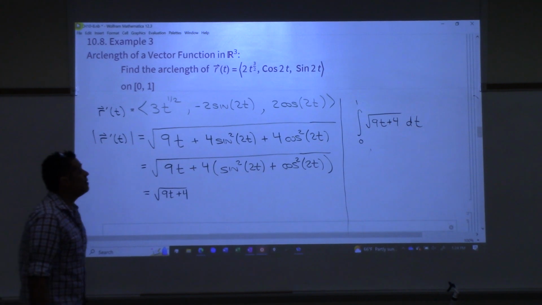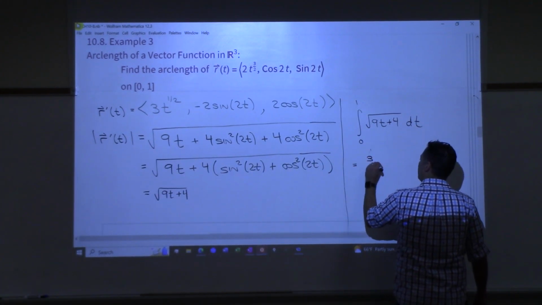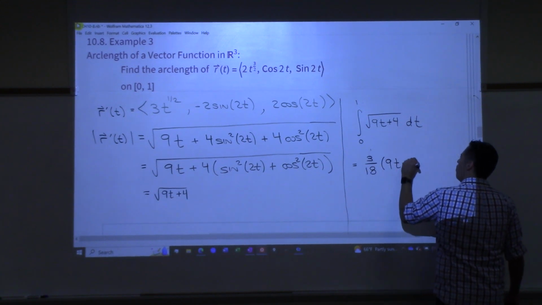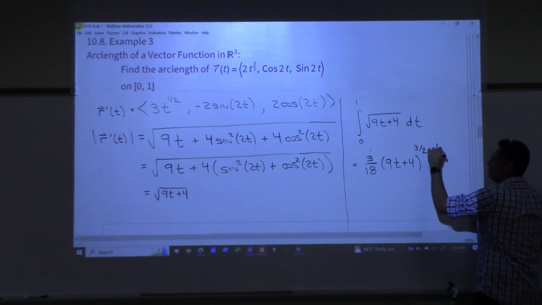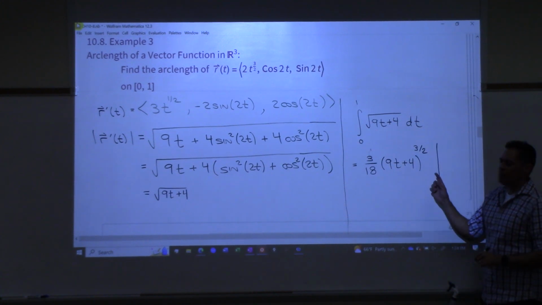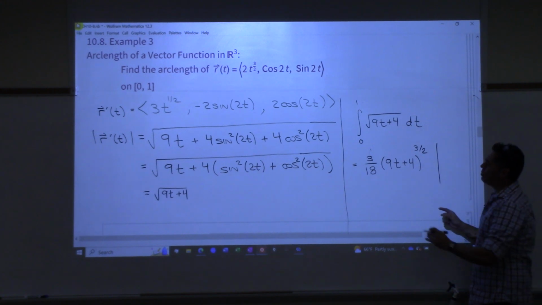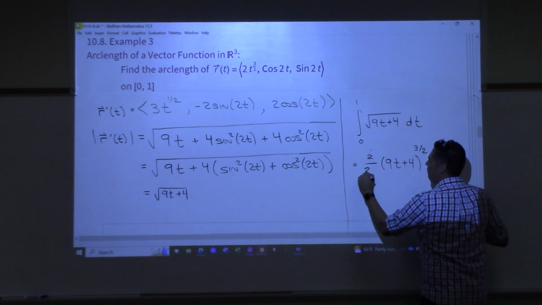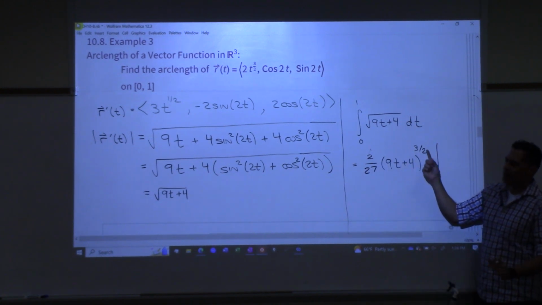Let me see. I think the antiderivative is 3/18 times (9t plus 4) to the 3/2. I'm just going to check it real quick. Hold on, 2/3, sorry, 2/27, my bad. All right, so if I do this times this, I'm just checking my answer.